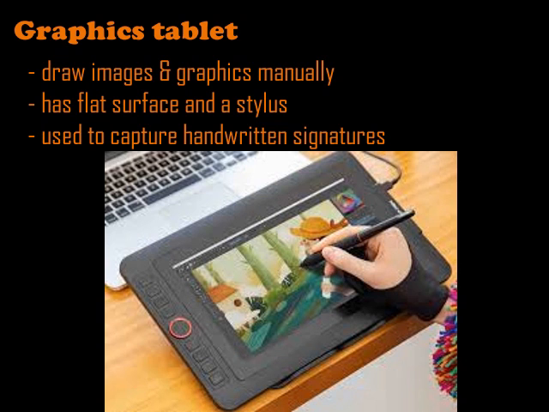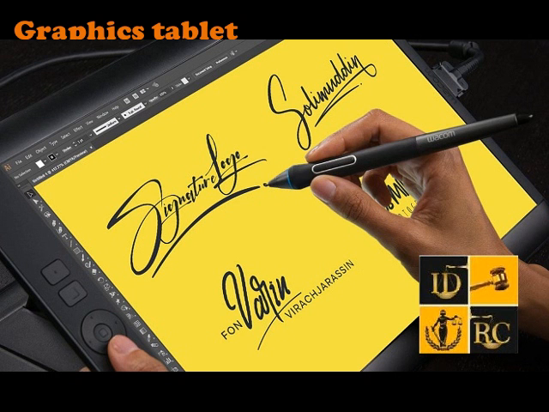When we are drawing on the graphics tablet, it will show on the screen. Understand? Then it is also used to capture our handwritten signature. Understand? What is the purpose? We can draw on the tablet as well as we can capture our handwritten signature.